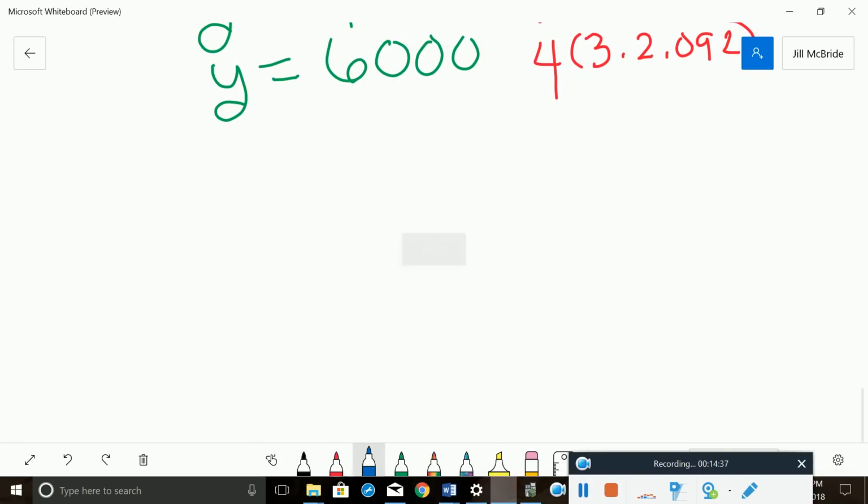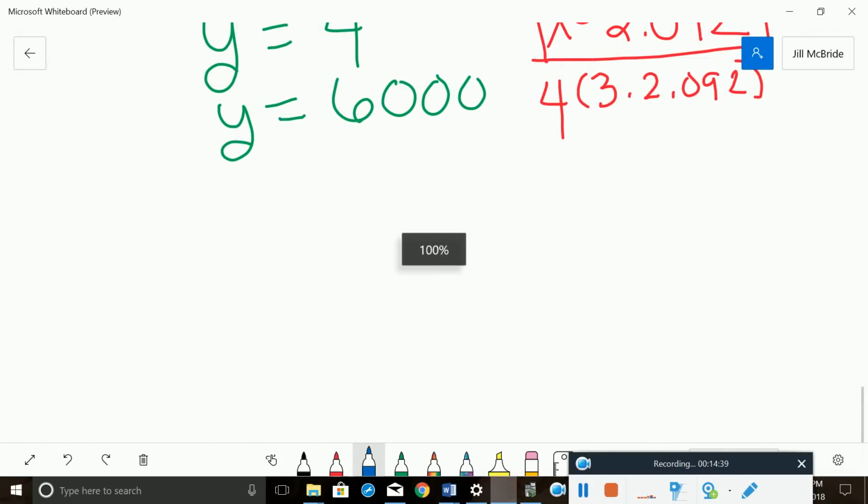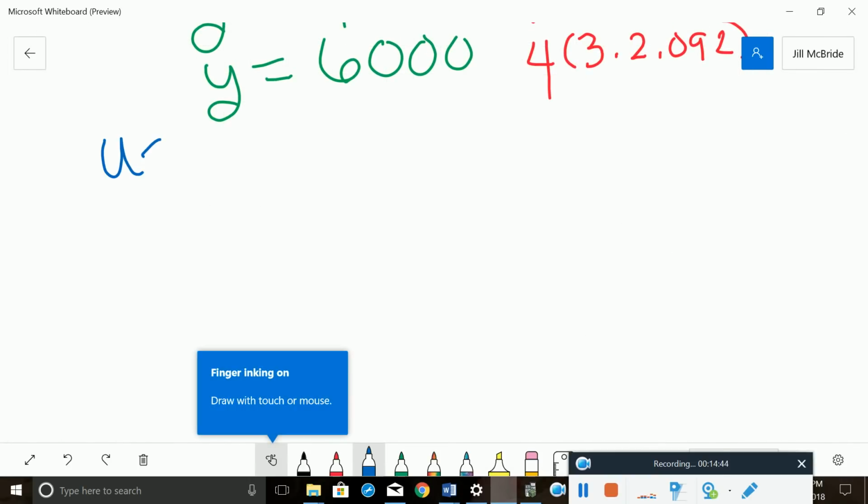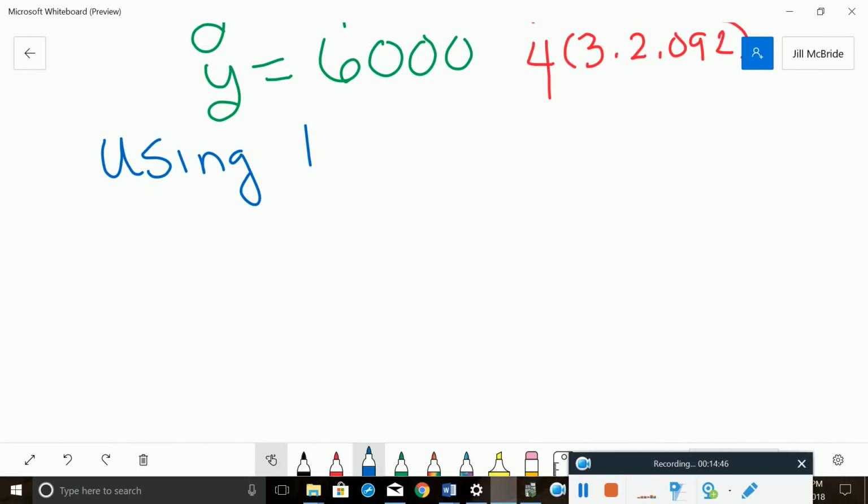Okay, now we're going to look at using the table feature. Using the table feature of our calculator, we can do that also.